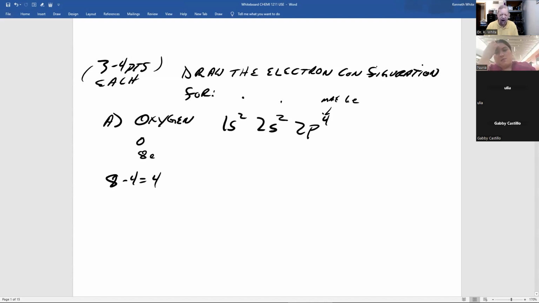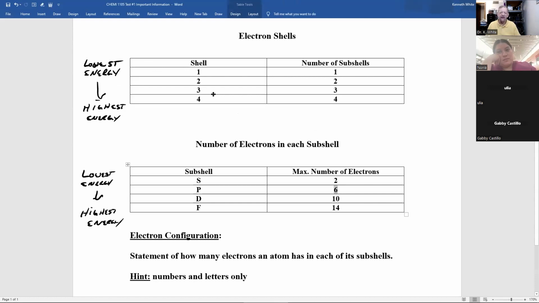Remember, you always fill the lowest shell and its subshells starting at 1, then you go to 2 and 3 and 4. Now, as I mentioned yesterday, when you go to higher atoms, let's see something if I can find a quote.